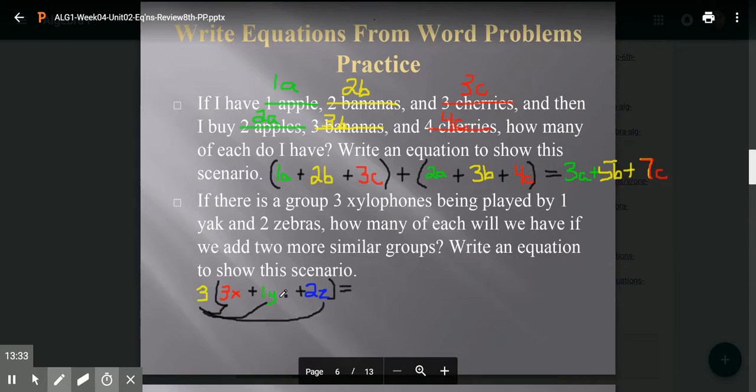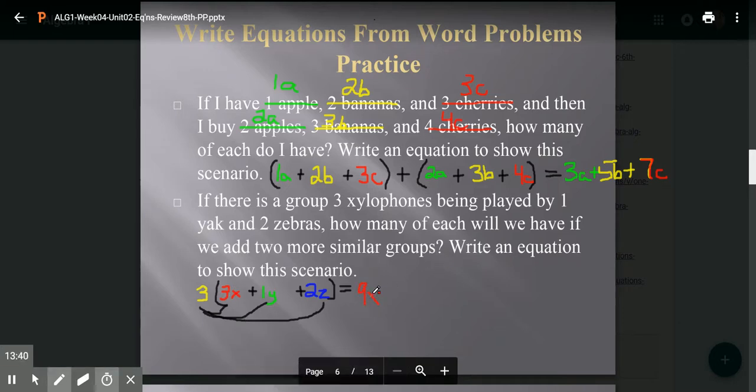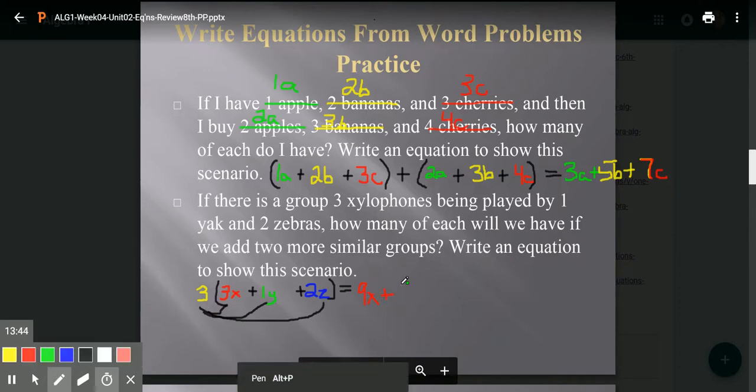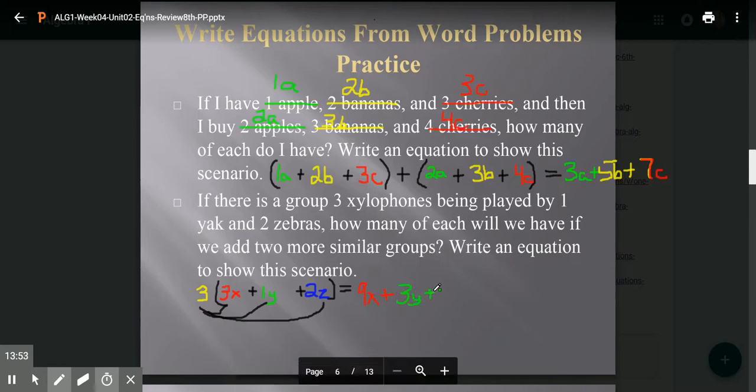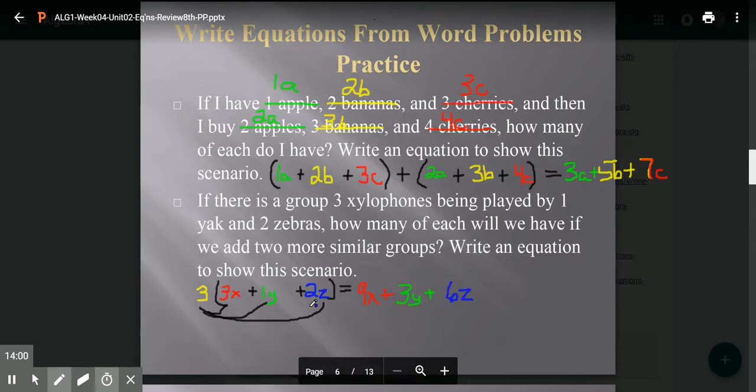This is 3 groups of this. So 3 groups of 3 x's, that's going to be 9 x's. And 3 groups of 1 yak, that's going to be 3 yaks. And 3 groups of 2 zebras, that's 6 zebras. And this is exactly what we got on the previous example where we did it by addition rather than multiplication.